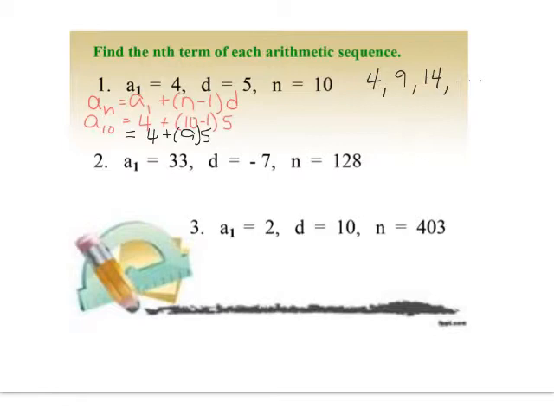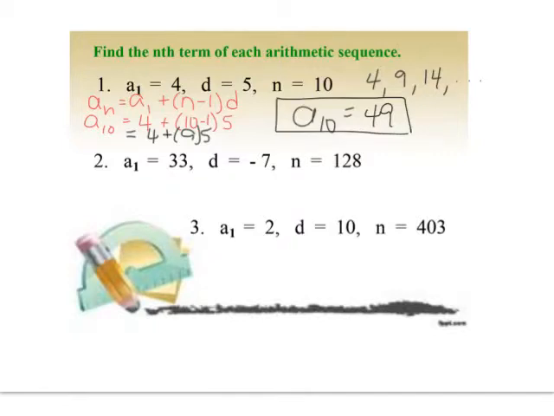And 45 plus 4 makes the 10th term 4 plus the 45 that I get here is 49. So very quickly I can find that the 10th term of this sequence is 49.